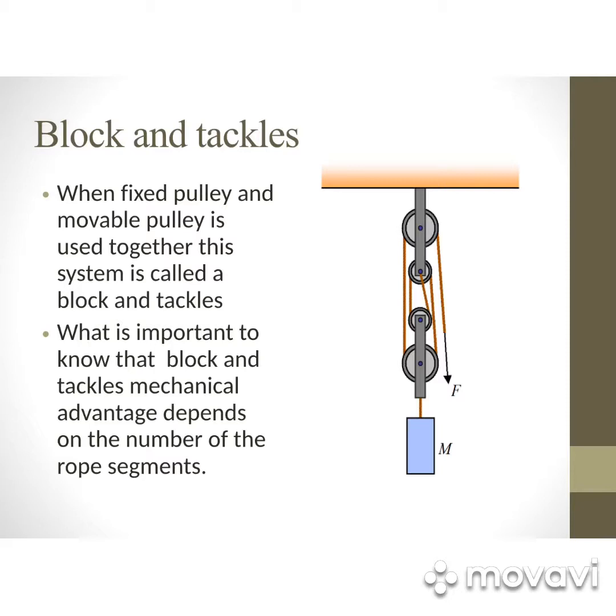Though you will have to know that to lift an object 1 meter up, or to lift a load 1 meter up, you will have to have 4 meters of rope. So it is very important to know that, and to know that the mechanical advantage of this block and tackle system or this pulley system is 4.